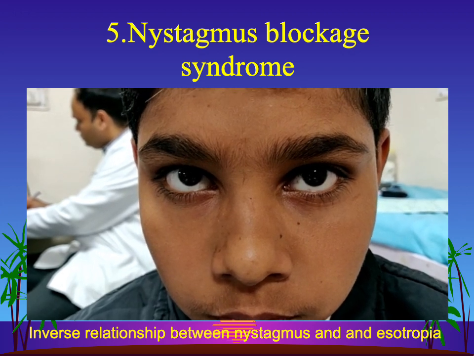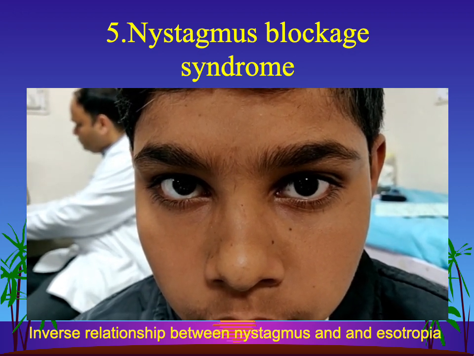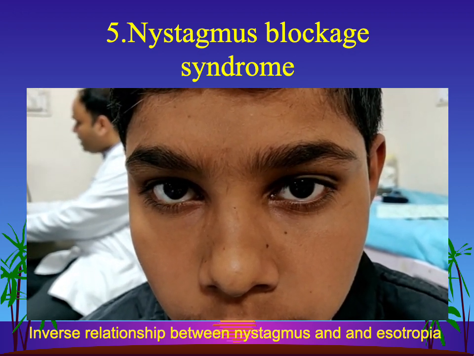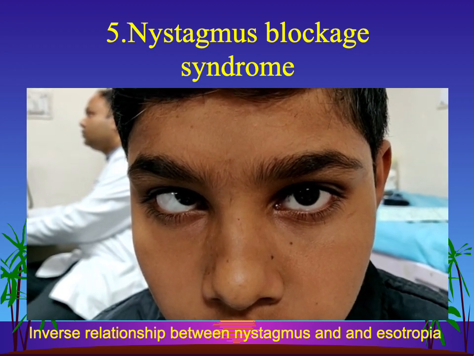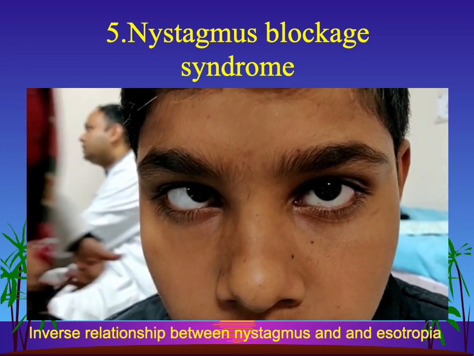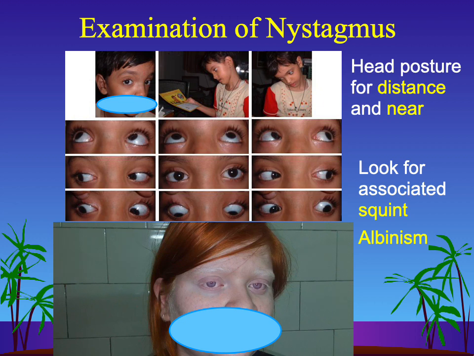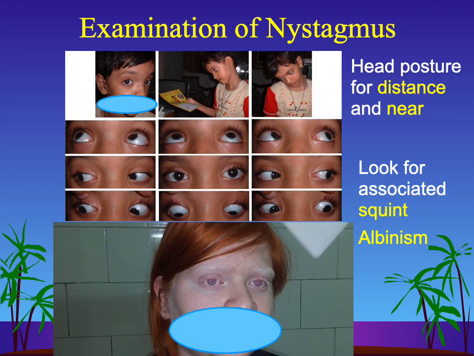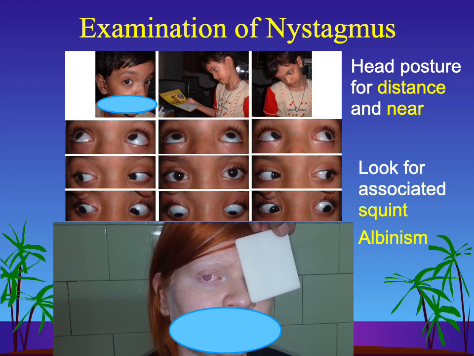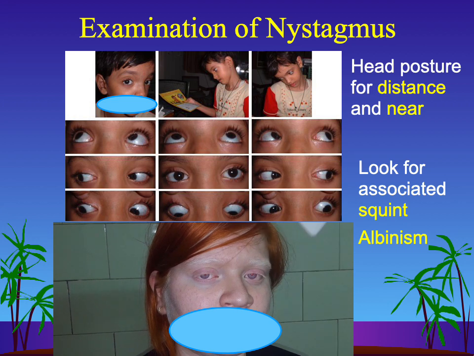Nystagmus blockage syndrome is a condition in which there is an inverse relationship between the nystagmus and esotropia. Like in this case, you see the eyes are straight, and the moment the ESO is there, the nystagmus disappears. So in an examination of nystagmus, look for head posture for distance and near, and look for associated squint or albinism.